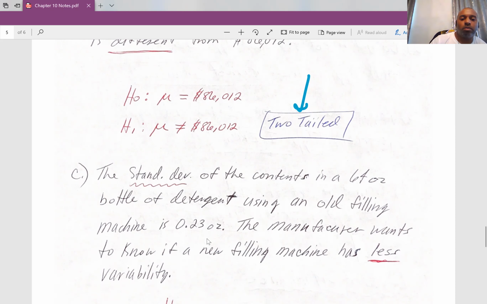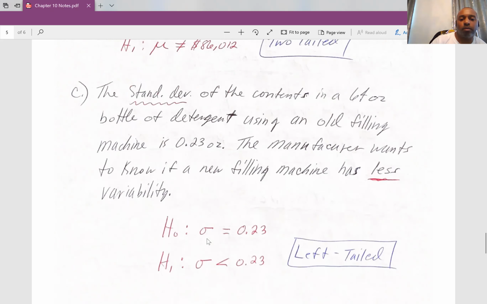All right, so this time, once again, you know that's going to be the same. That's always how you set it up. But the symbol we're using here is the standard deviation, because it's talking about a standard deviation. Once again, this is always equal, and the number in question is 0.23. So that's why we have the 0.23 there. Then the keyword is less than, or less variability, so that's why we're using the less than symbol. That also means that it's left tailed.